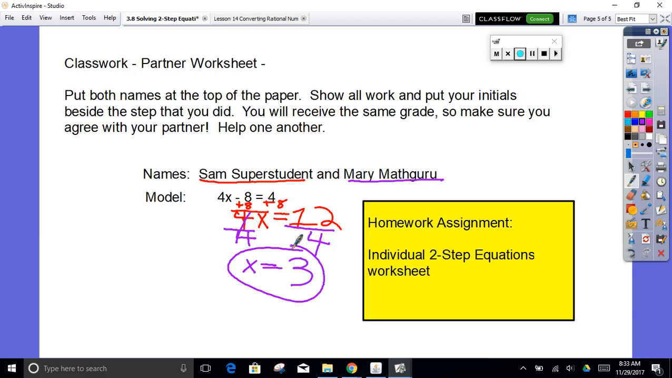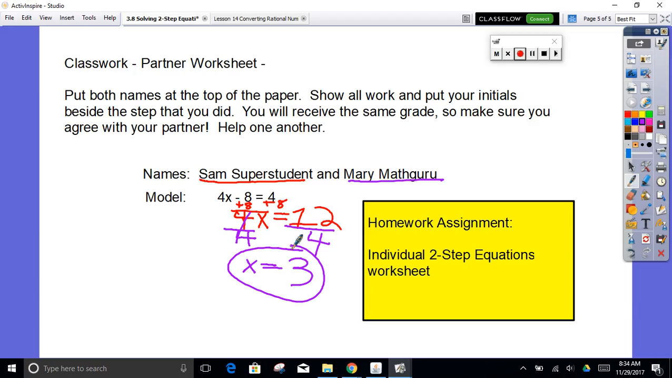Yes. Okay, all of you guys can sit down now. How could they check to make sure, 100% sure that this is right? What could they do? Carly? Make x 3 in the problem. Yeah, put 3 in for x in the problem. So 4 times 3 is 12, and 12 minus 8 is 4. So you can check your answer.